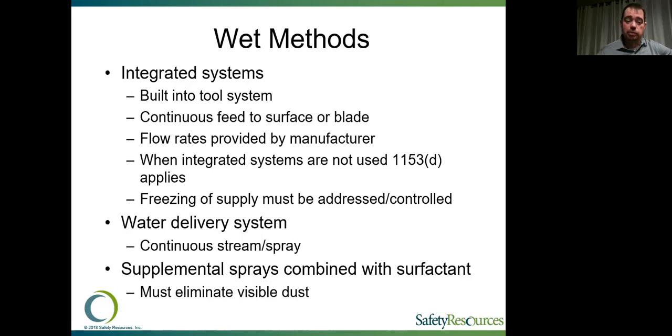Other considerations would be freezing of your water supply. So this is something that may not be able to be done outdoors in extremely cold temperatures. And you just have to look at any other factors that may impact the ability to keep that water flowing appropriately. When Table 1 calls for some type of water delivery system, that would be some type of continuous stream or spray.